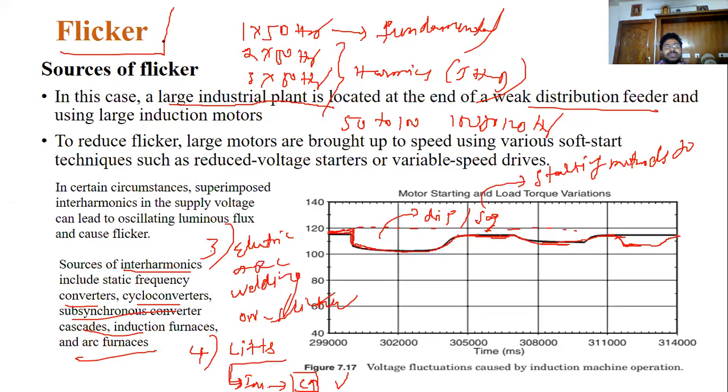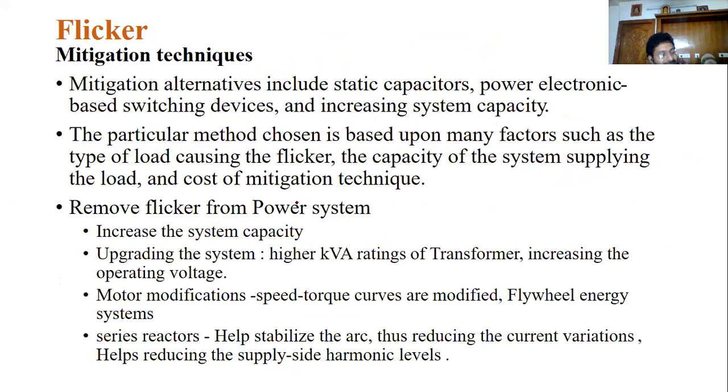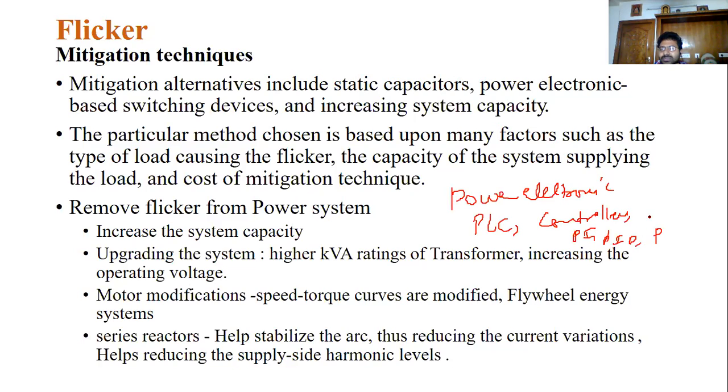Then what are the causes? What impact does it have on the system? You know that because of these flickers or voltage dips, whatever it may be, the automation industries mainly face the problems. That means PLCs in the automation industry. Most of the devices we use are power electronics based: PLCs, some PI controllers, PID controllers, P controllers, some artificial intelligence based microprocessors. All these are based on electronic devices.